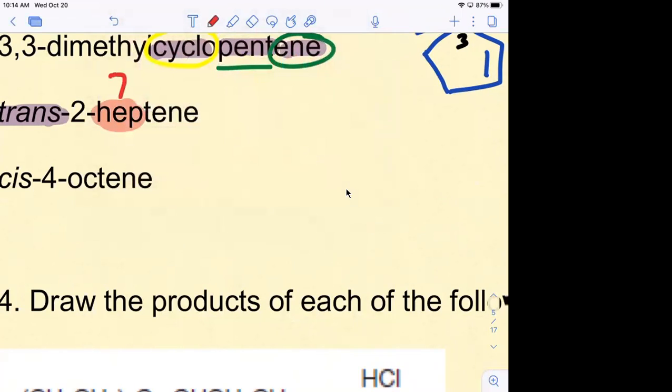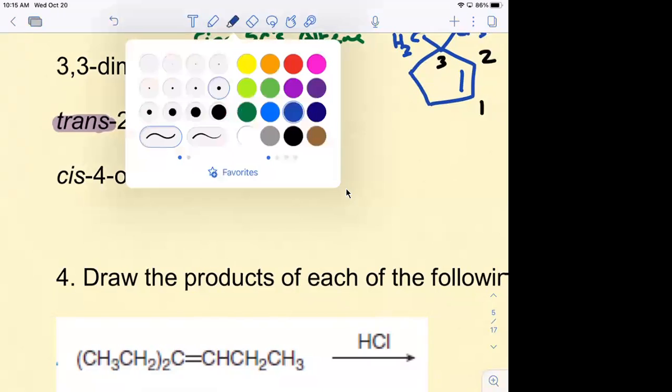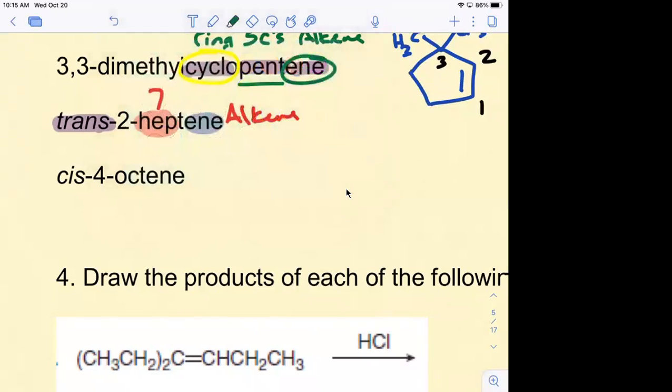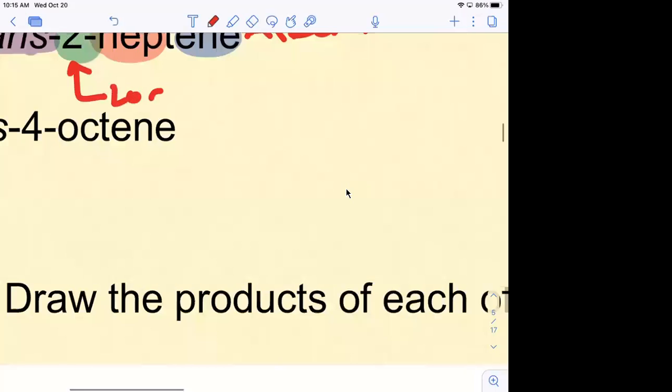7 carbons. It's methane, ethane, propane, butane, pentane, hexane, heptane, octane, so on and so forth. All these Greek prefixes. So the hep is 7 carbons. And then the ene is telling me that it's an alkene. And then the 2, that's the location of the double bond.